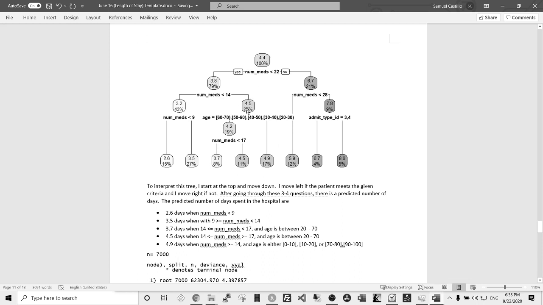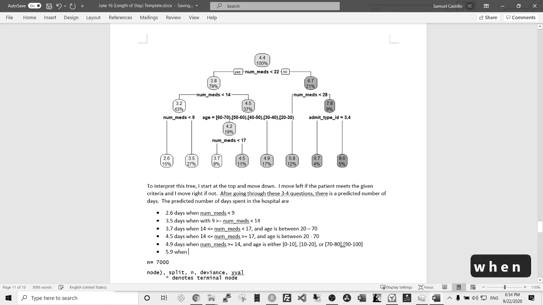Okay, and then 4.9 we said num meds is less than or equal to 22, greater than or equal to 14. Age is in one of these categories. Okay, and then we go over to here. 5.9, so num meds is greater than 22. Num meds is less than 28. So for 5.9 days, when num meds is between 23 and 27.